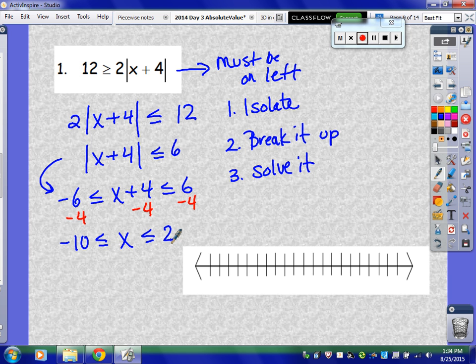So step number 4 is to graph it. Pick a point to represent negative 10. It's going to be a closed circle. And so x is sandwiched in between. So now I need positive 2. Draw it to scale.